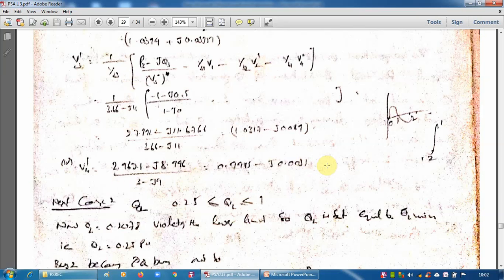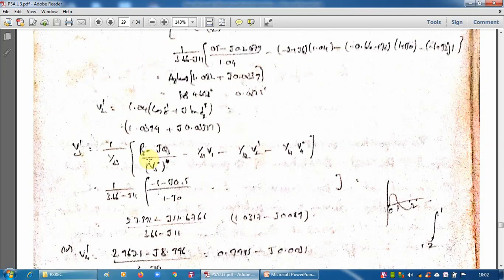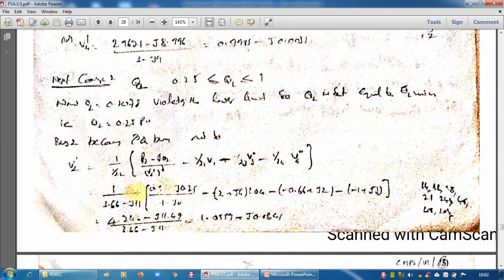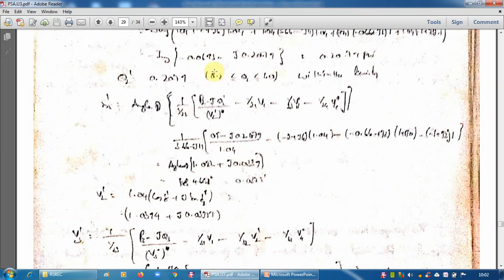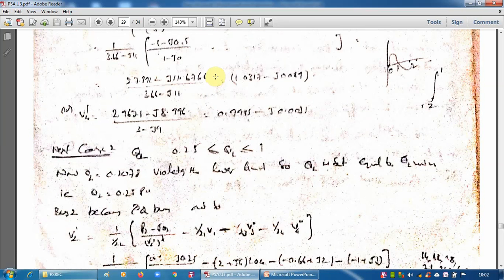This is the most general case. If there is a load bus, calculate V and angle. If we face a generator bus, find Q and delta. That is the case. Now, as I said, we will consider another case of Q limits. For example, now let the minimum limit be 0.25 instead of 0.2 as in the first case. Take this as 0.25. We'll see what happens.